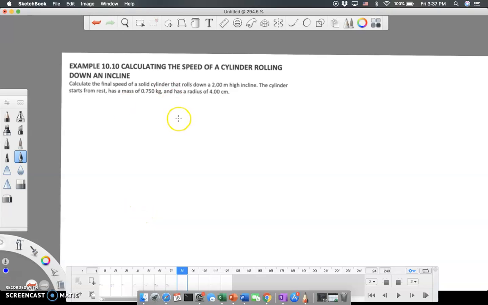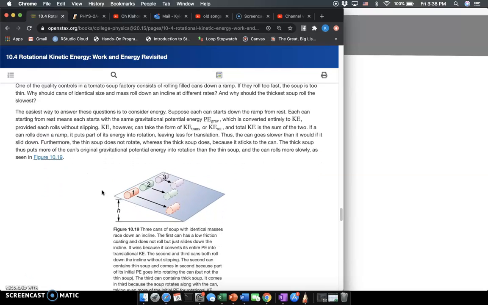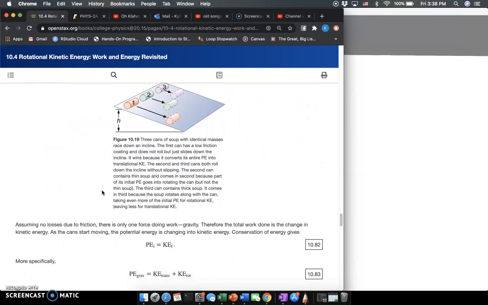Okay, we're back with this example of a cylinder rolling down an incline. And in order for us to proceed with this problem, we will need to understand conservation of energy in the sense of rotation. So I'm going to go ahead and now go to our textbook, and it talks about kinetic energy with rolling down an incline. Or actually energy in general.